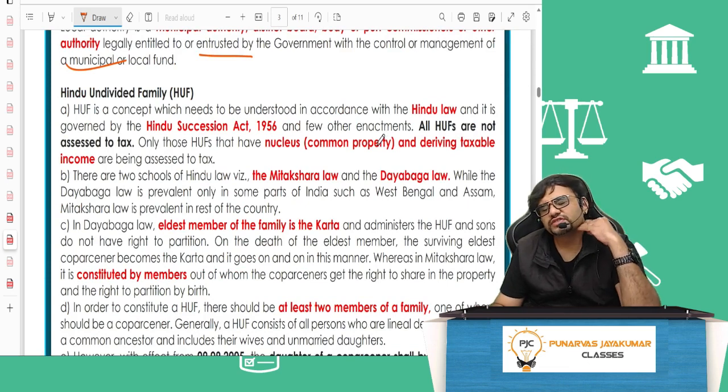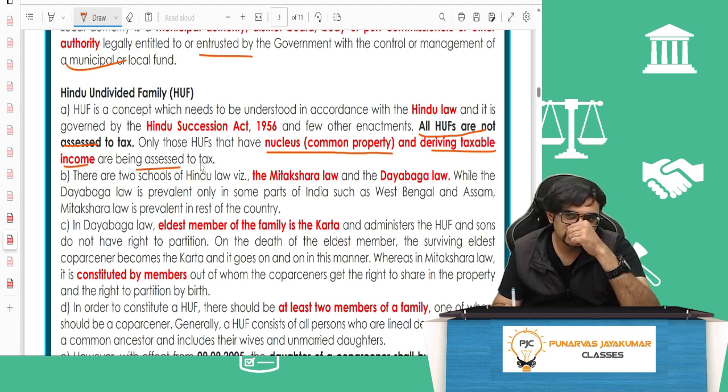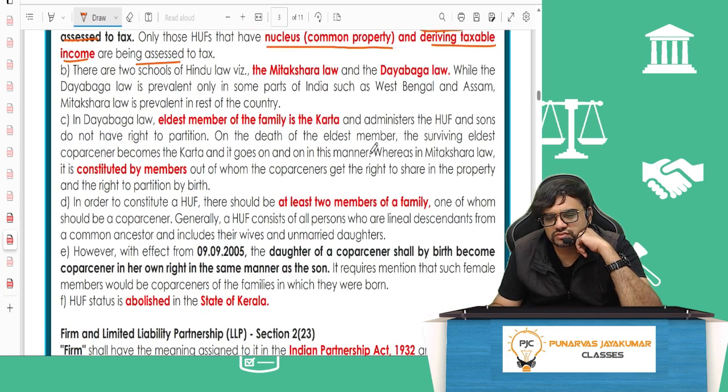HUF. HUF is a concept which needs to be understood in accordance with the Hindu law. It is governed by the Hindu Succession Act. All HUFs are not assessed to tax. Only those HUFs that have a nucleus, common property, and derive income from that property will be assessed to tax. If one HUF has one property and they are earning 10,000 rupees per annum, it is not assessed to tax. There are two schools of law, Mitakshara and Dayabhaga, as I told you. In some parts of India, West Bengal and Assam, Dayabhaga is there. In the rest of the country, Mitakshara school of Hindu law.